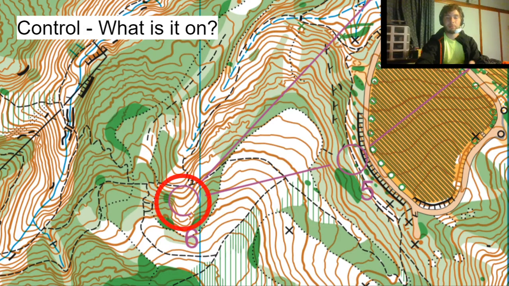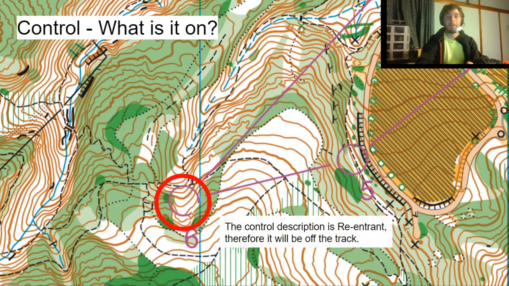So, there's the circle, and the control description would be re-entrant. One of the important things to note about this is that it's not going to be on the track. And I think this caught a few people out. They got to the track junction and went, where is the control? If you looked at it and gone, well, I'm looking for a re-entrant, you're immediately thinking, I'm not looking for this track junction.